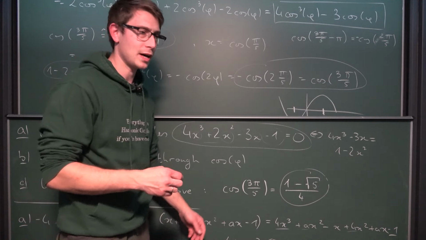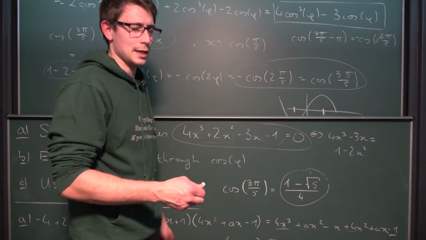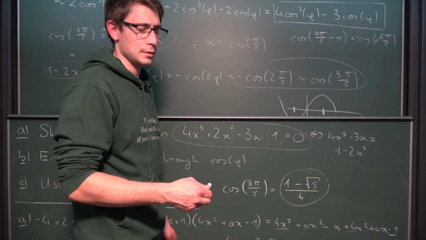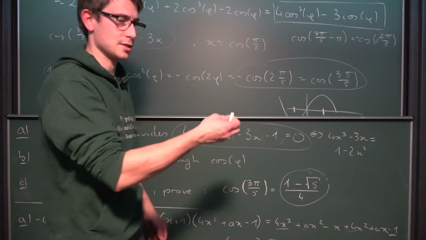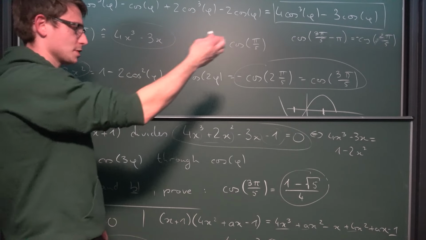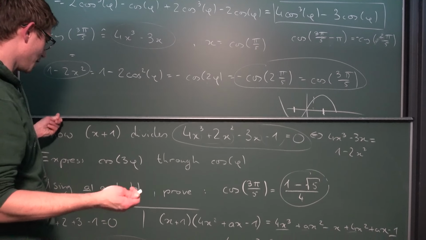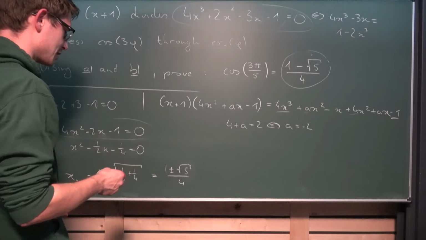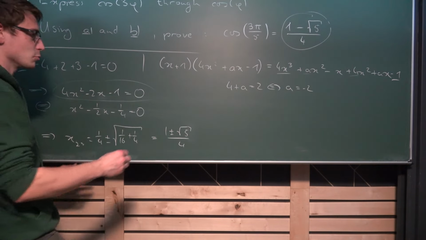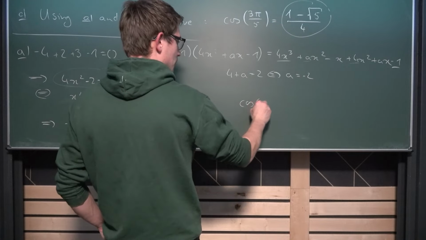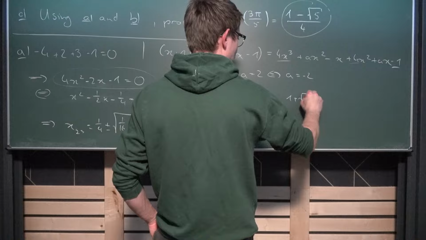Cosine of pi over 5 is less than the cosine of pi over 2, obviously. So it must be a positive value. It's somewhere here. So it can't be negative 1. Obviously 1 minus square root of 5 is less than 0. So this doesn't work. So since it's a root, we have that cosine of pi over 5 must be equal to 1 plus square root of 5 over 4.